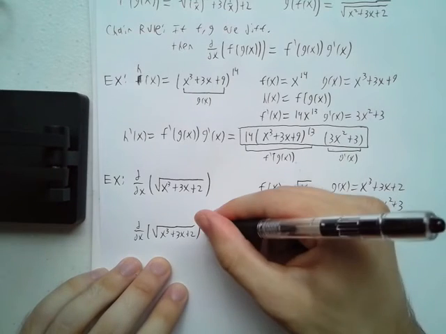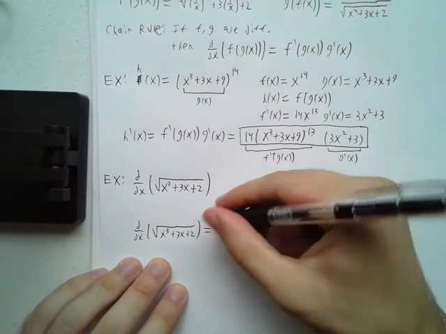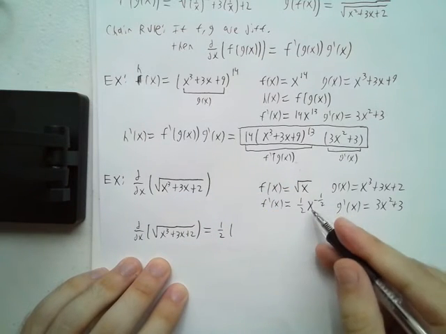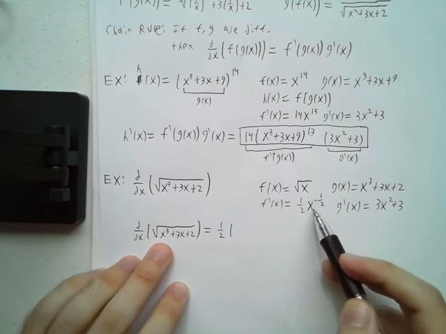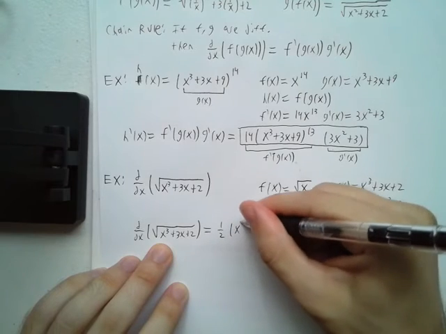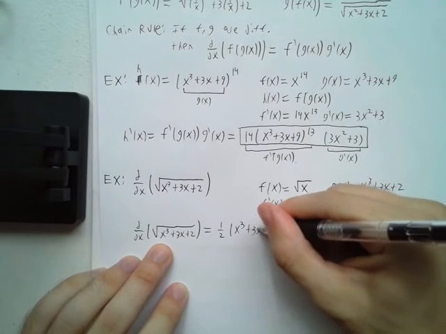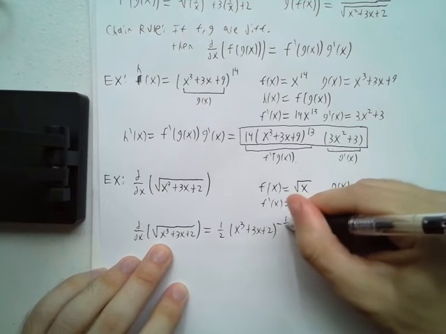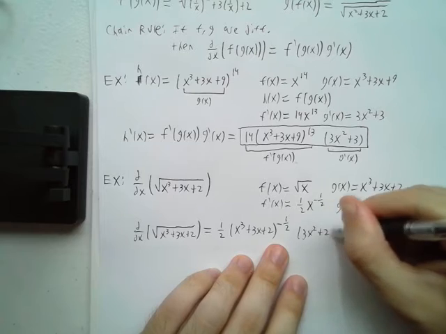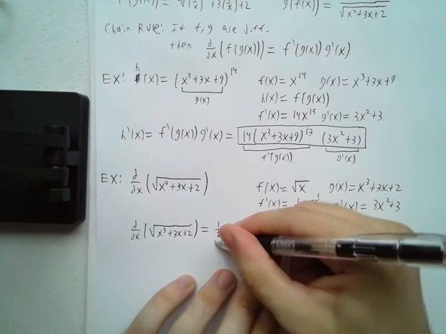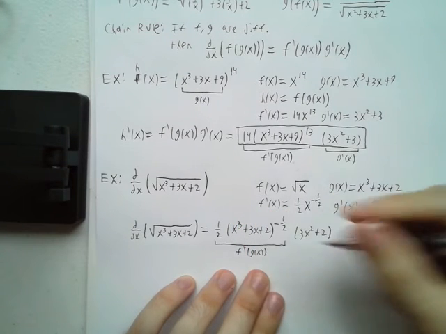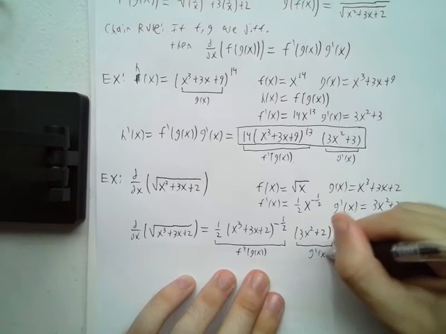by the chain rule is going to be equal to 1/2 times x to the negative 1/2, but we're plugging in g of x by the chain rule. So this becomes x cubed plus 3x plus 2 to the negative 1/2 times g prime of x, which is 3x squared plus 2. So this term was the f prime of g of x, and this term was the g prime of x in this example.